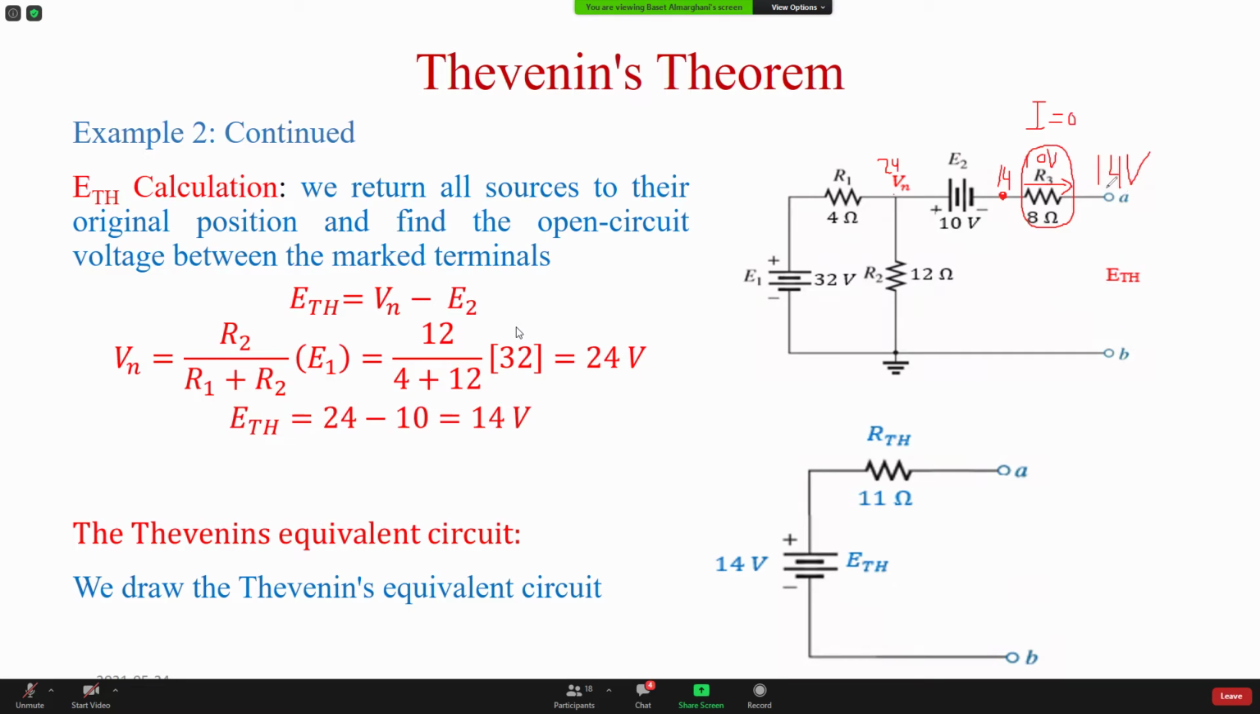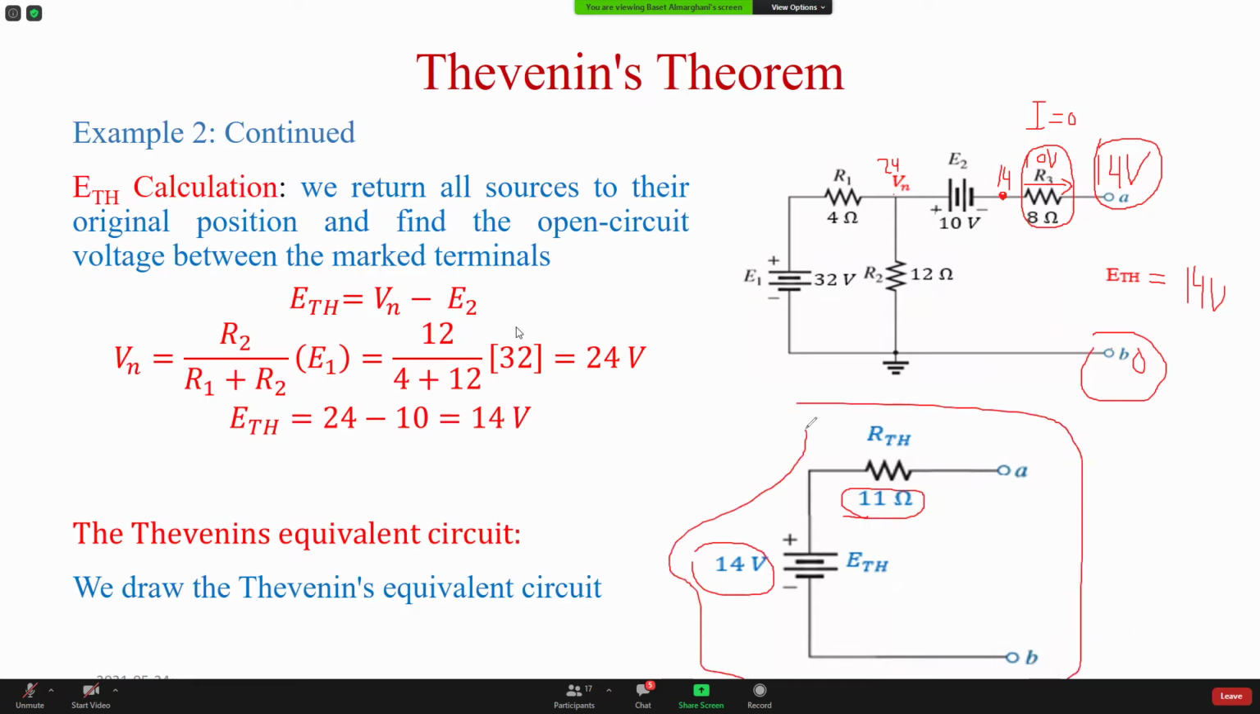So the voltage here is 14, the voltage here is 0. What is the voltage between this point and this point? The open circuit voltage. So if the voltage at this side is 14, the voltage here is 0. What is the voltage between them? The open circuit voltage is the difference, 14 minus 0. It's 14. So E Thevenin is 14. R Thevenin, we calculated 11. This is the equivalent circuit.